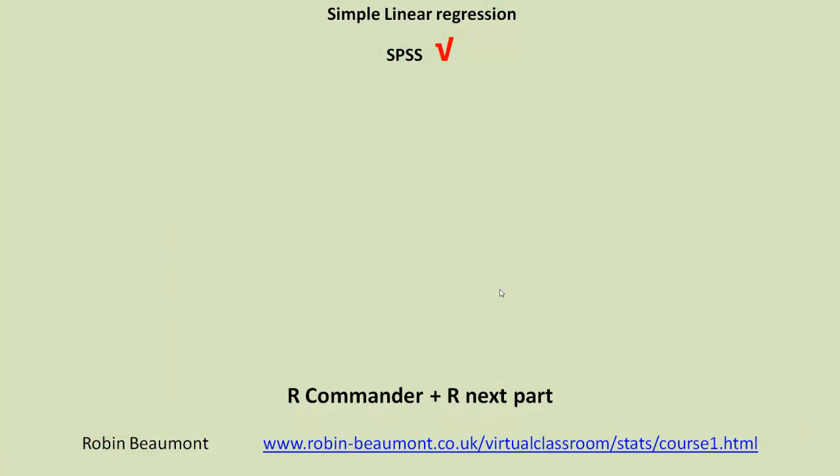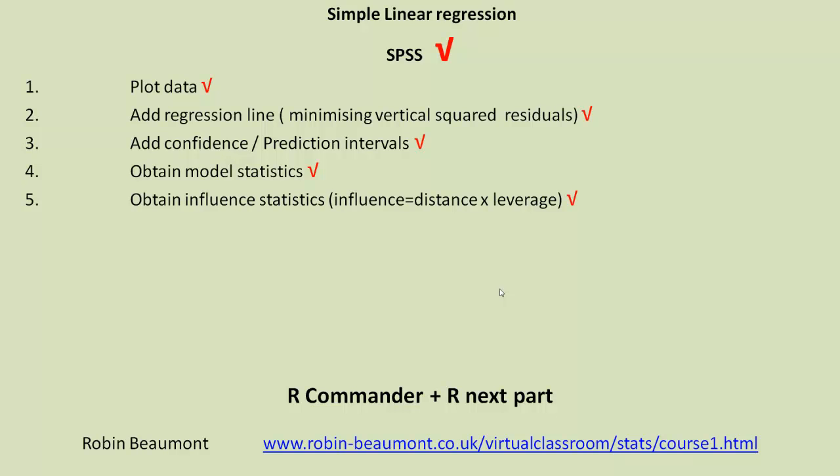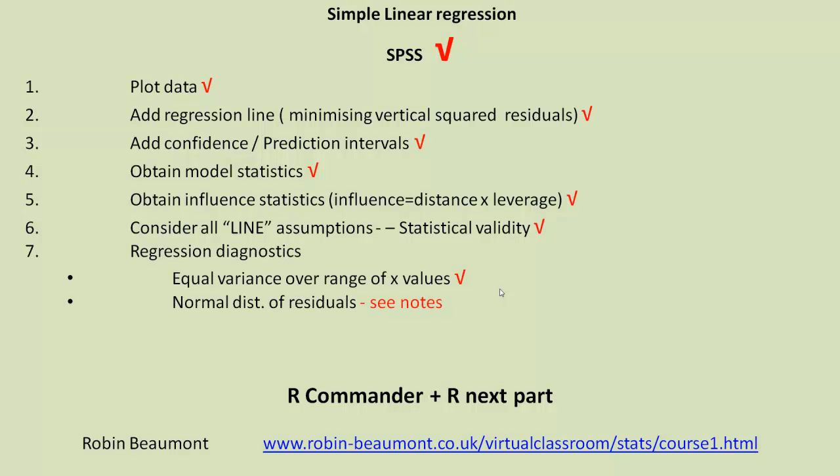So what have we achieved? We've carried out simple linear regression in SPSS. We've plotted the data. We've added the regression line. We've added confidence and predictive intervals. We obtained the model statistics. We obtained some influence statistics. Details, as I say, on my website below. We considered some of the LINE assumptions, which is a part of statistical validity. And we considered the regression diagnostics. We looked at the equal variance over the range of the x values assumption. We also looked at the normal distribution of residuals. To find out more details, as I say, look at my notes.